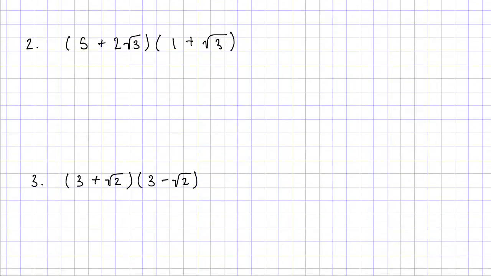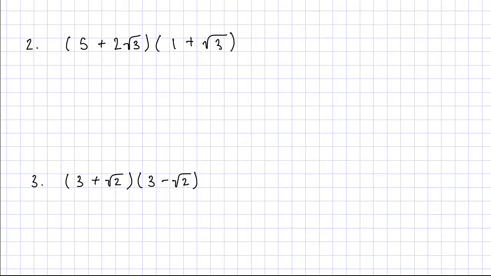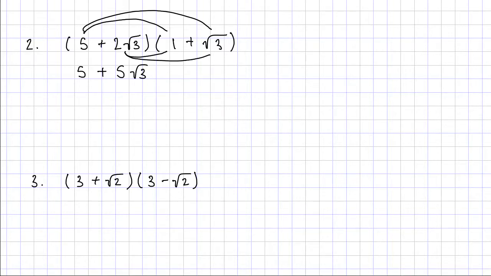Now in this next question, we can go ahead and multiply it out. Now I know some of you like to show your working out like this, so I'll do it like this time. So 5 times 1 is 5. 5 times square root of 3 is plus 5 square root of 3. Now I need to multiply this with the 1 and this with the square root of 3. So I'm going to have plus 2 square root of 3, and then I'm going to have plus 2 times square root of 3 times square root of 3.